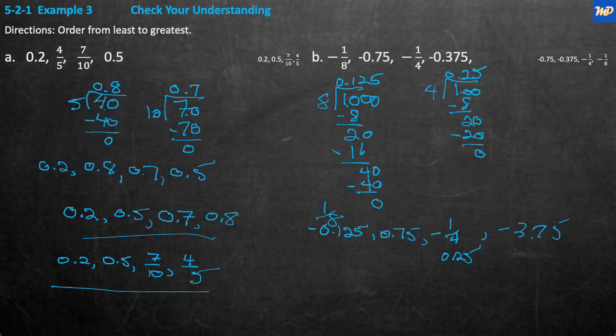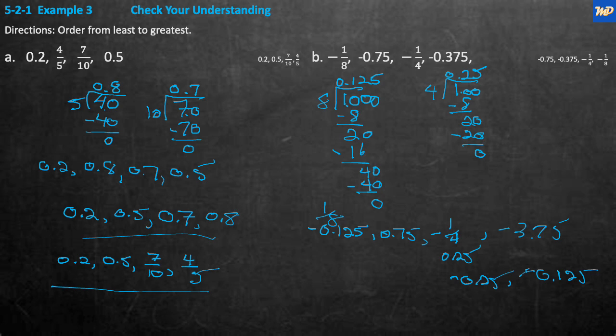0.125 is closer. And so the closest to 0 we're going to have is the negative 0.125. That's way over here on the left. Then the next one in is the 0.25, so it's the negative 0.25 right here. And the next one in order is the 0.375, because the 0.75 is all the way on the left-hand side.